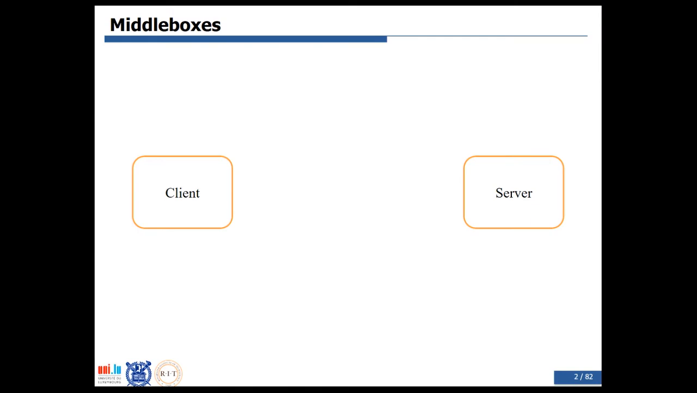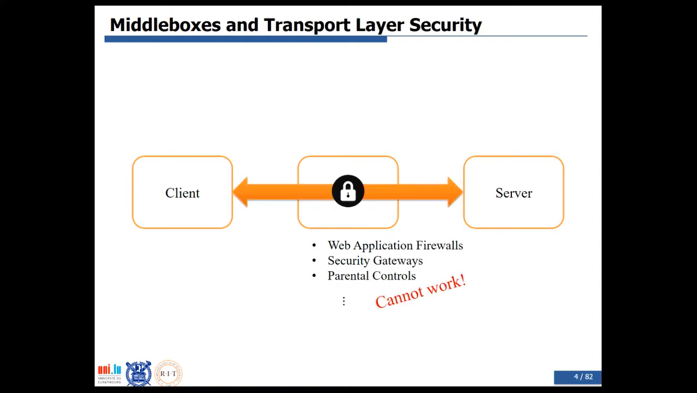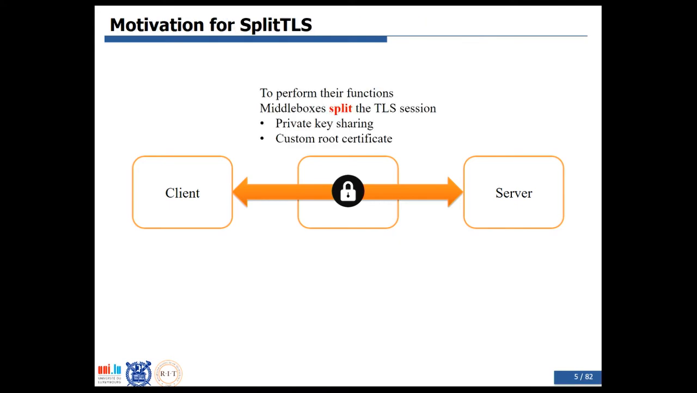I'd like to start by looking at middleboxes in the TLS session. So what are middleboxes? Middleboxes such as web application firewalls, security gateways, and parental controls are located in between the client and the server to perform their functionality. However, the middlebox cannot work with TLS because all the messages are encrypted between the client and server. So to enable their functions, a common approach is the TLS interception scheme called split TLS, by using private key sharing or custom root certificates.